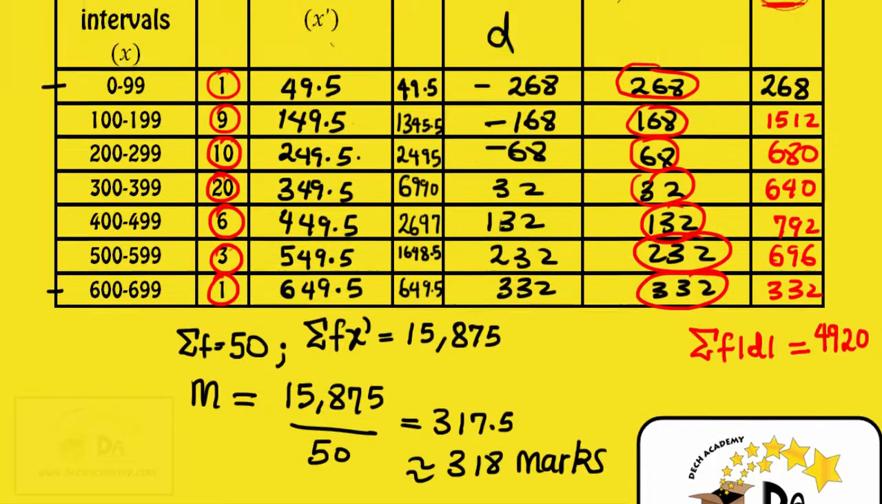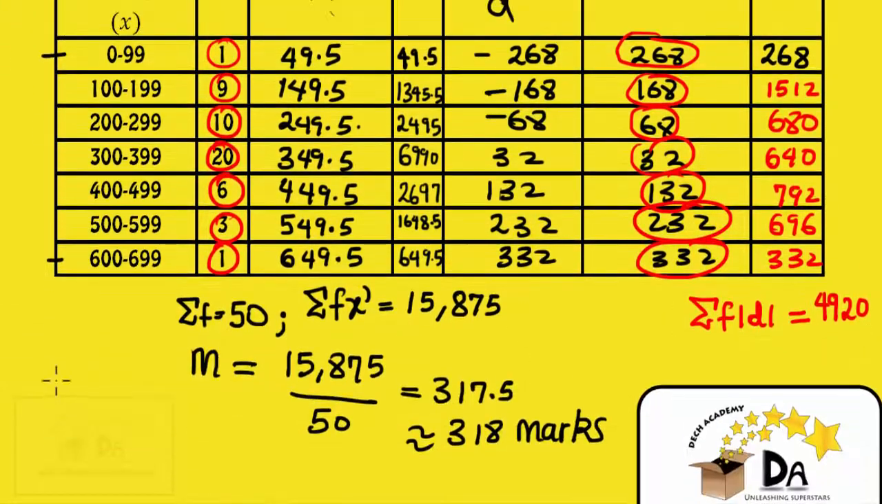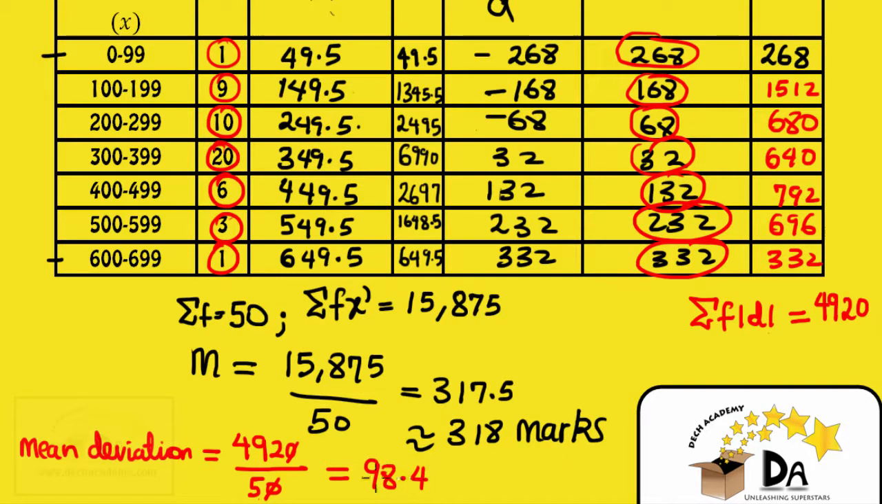And now we can find the mean deviation, because the mean deviation is simply, I'll write that again, mean deviation, which is equal to this term divided by the sum of the frequencies, which is 50. And this is equal to 490 divided by 5, that's 98.4. So the mean deviation of the marks is 98.4 marks. And that's the mean of the absolute deviations of the marks, 98.4.